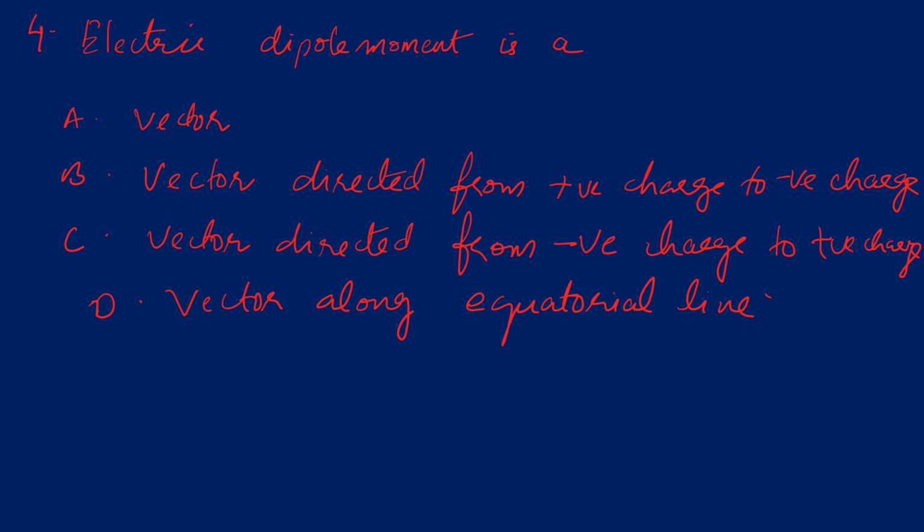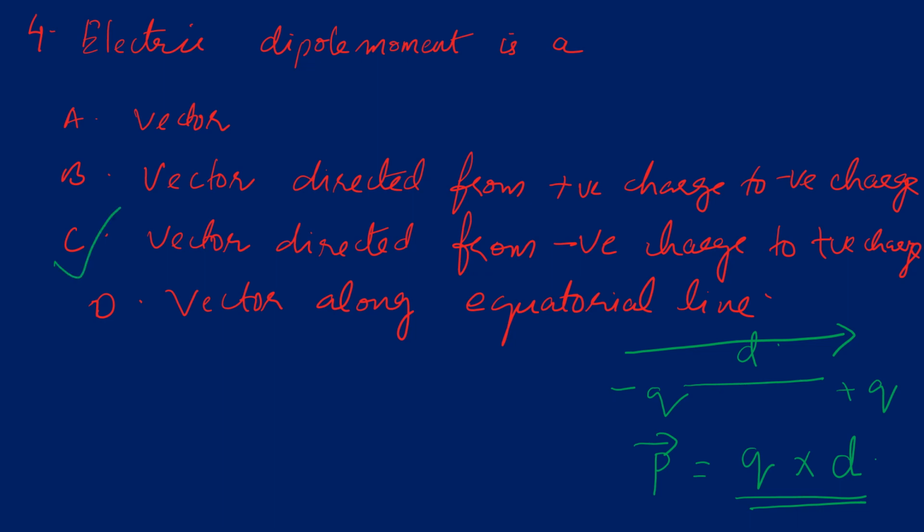Electric dipole moment is a. Options are vector, vector from positive to negative, vector directed from negative charge to positive, vector along equatorial line. We know that electric dipole means a pair of equal and opposite charge separated by a distance. And dipole moment we can write it as one of the charge into distance between the dipole. So here dipole moment, it is directed from negative charge to positive charge. So option C is the correct one.